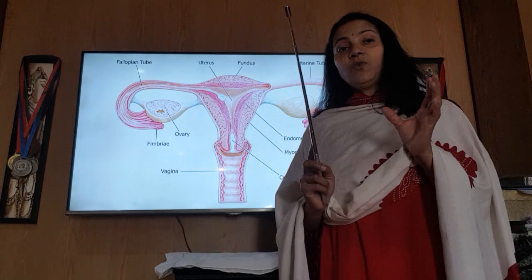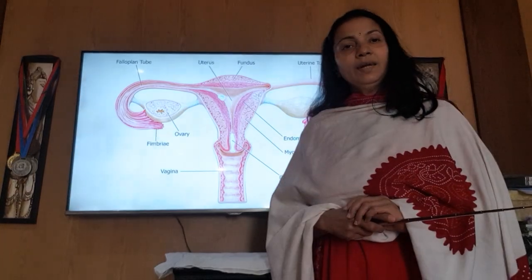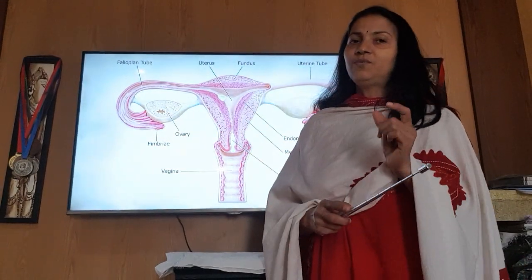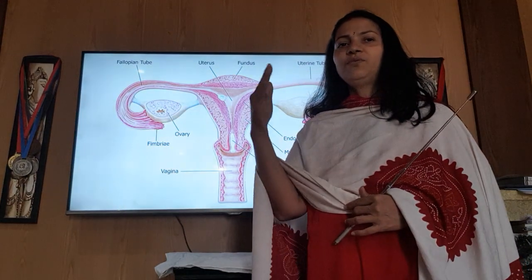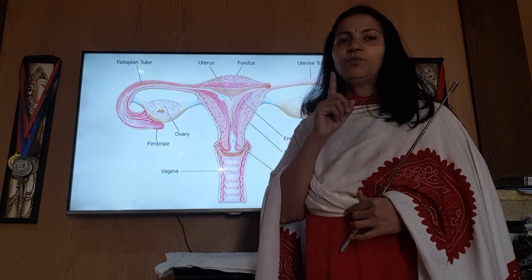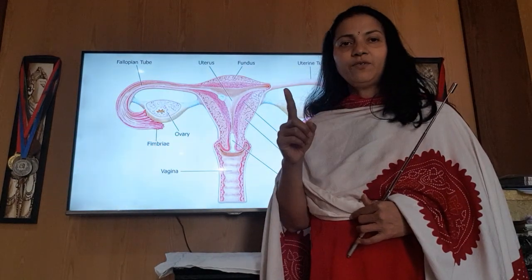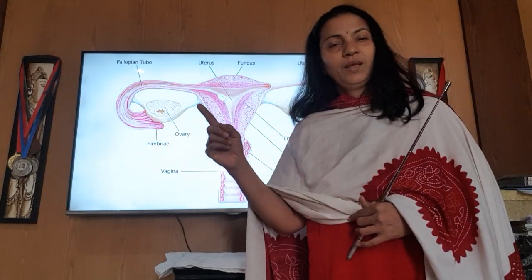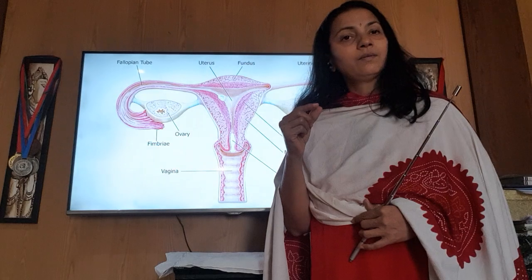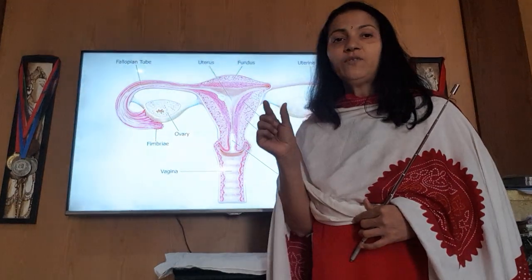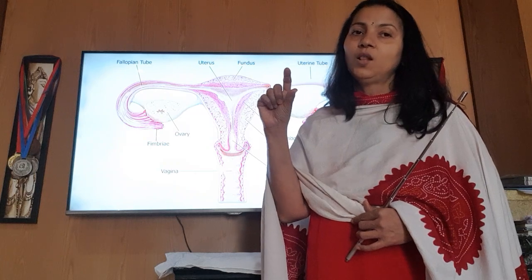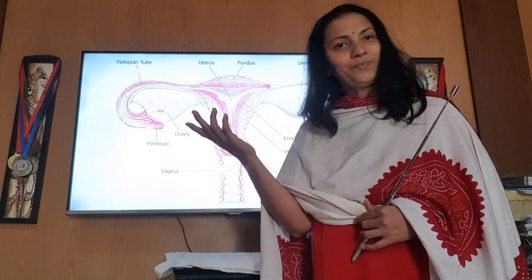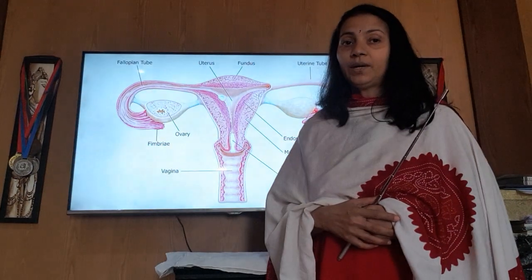So what is the dimension then? Dimension, it is again very simple. Just remember three numbers, a difference of 1 centimeter: 1.5, 2.5, 3.5. So 1.5 centimeter thick, 2.5 centimeter broad, 3.5 centimeter long. Simple.